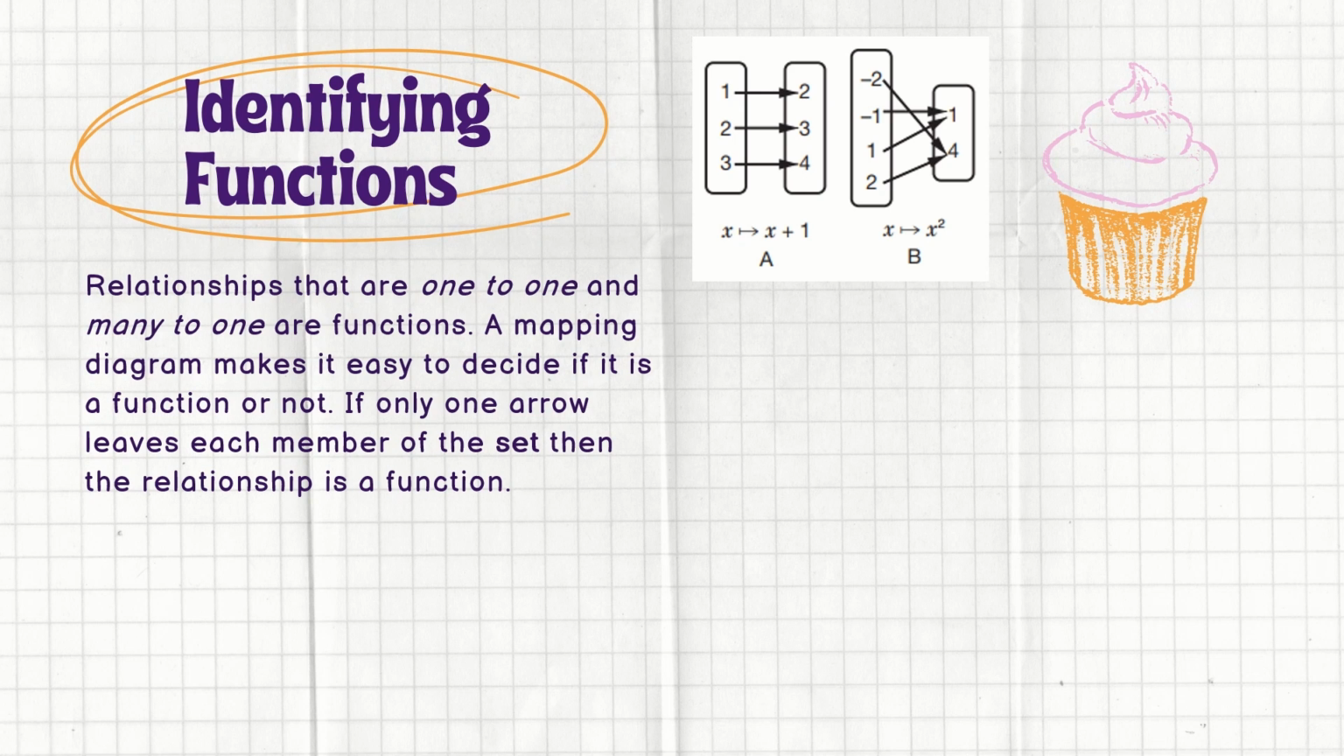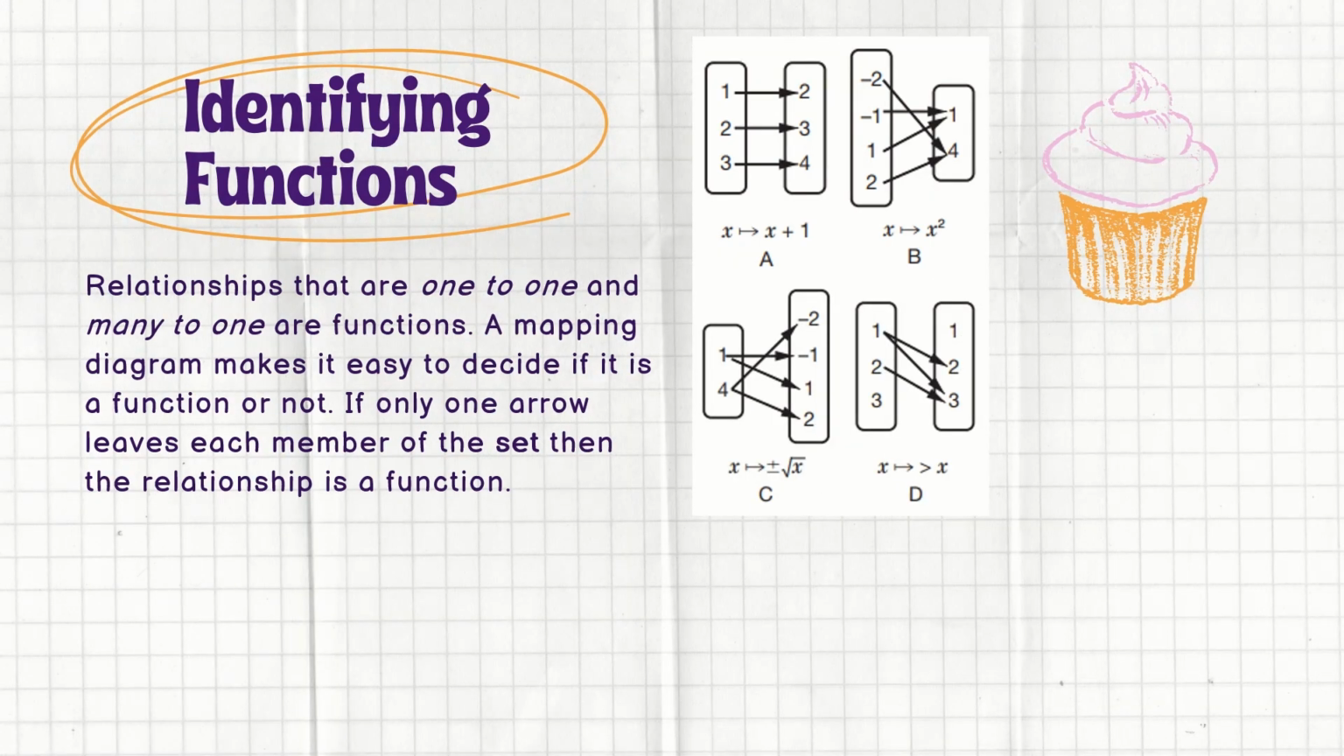Diagram B is a function, as each element of the first set maps to exactly one element of the second set. Since the elements in the second set have more than one element from the first set mapped to them, it is called a many-to-one function. For example, you can see that in diagram B, -2 and 2 map to 4. So they are called many-to-one.